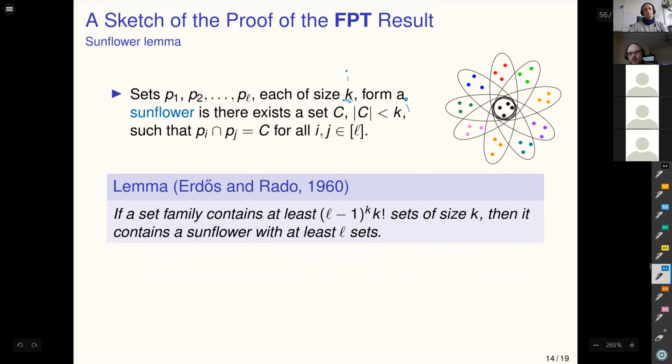if there exists some set C, such that the pairwise intersection of all pairs in the sets is exactly C. And the famous sunflower lemma by Erdős and Rado says that if the family contains at least this many sets of size K, then it contains a sunflower with at least L sets. And notice that our family P has k to the order of k cubed many sets of size I, which is smaller than k, which means that it will have a sunflower of size k to the order of k squared.